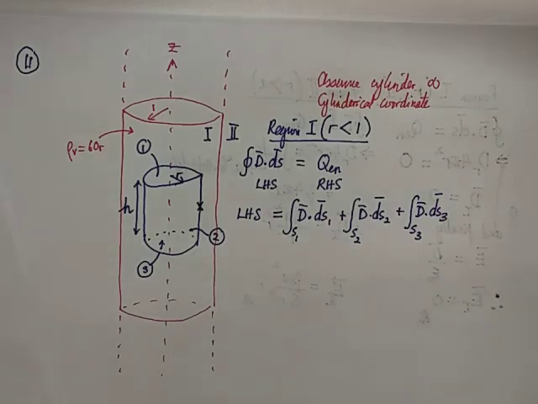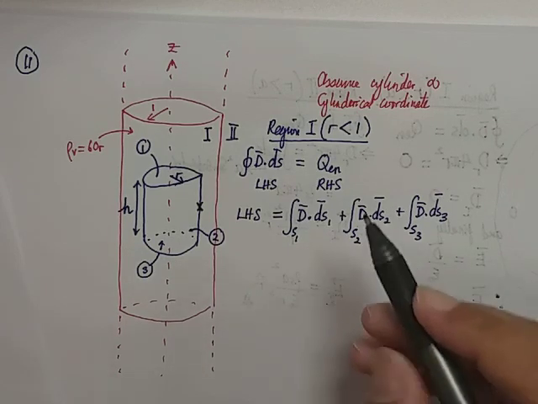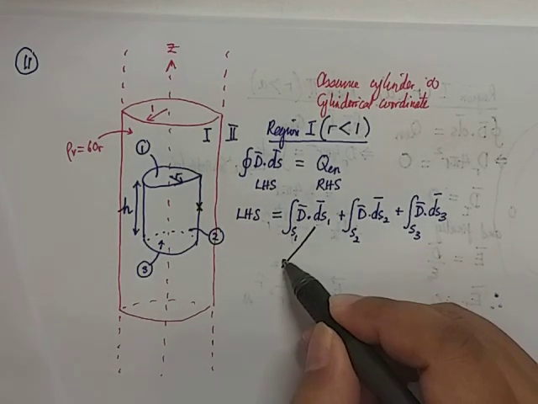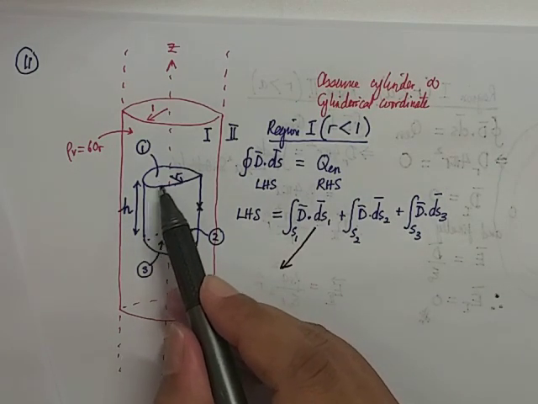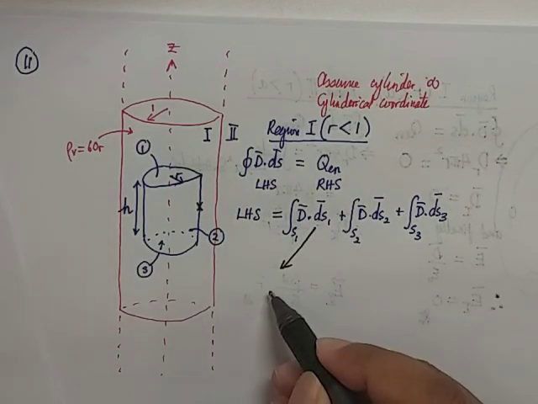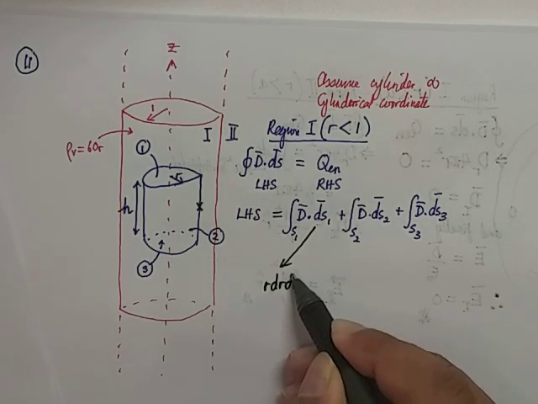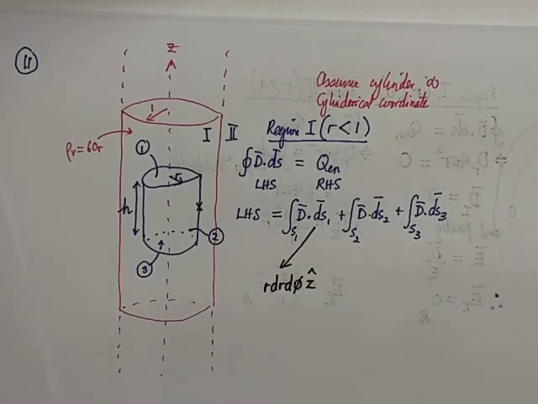Okay, so now we have to substitute the symbols of this equation with the information extracted from our diagram. What should be my ds1 here based on the diagram? Anyone know? Okay, ds1 is the one on top here, the sample position. Therefore, it should be r dr d phi in the z direction. Agreed?